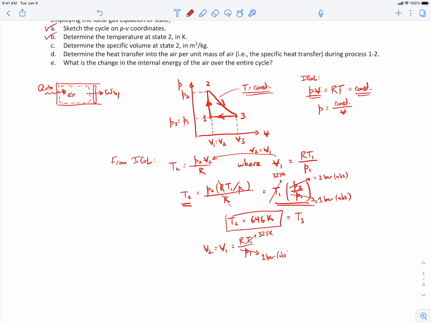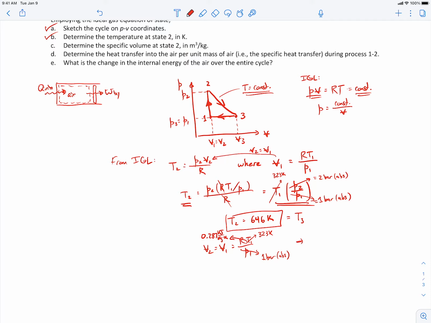Again, I know T1 is 323 Kelvin, P1 is 1 bar absolute. I should convert that over to pascals. Again, we have to have an absolute temperature and an absolute pressure. The R for air, you can look that up, or it's worthwhile to memorize this one because we use it all the time. But that'll be 0.287 kilojoules per kilogram Kelvin. Okay, that's a number that's worth memorizing because it shows up so often.